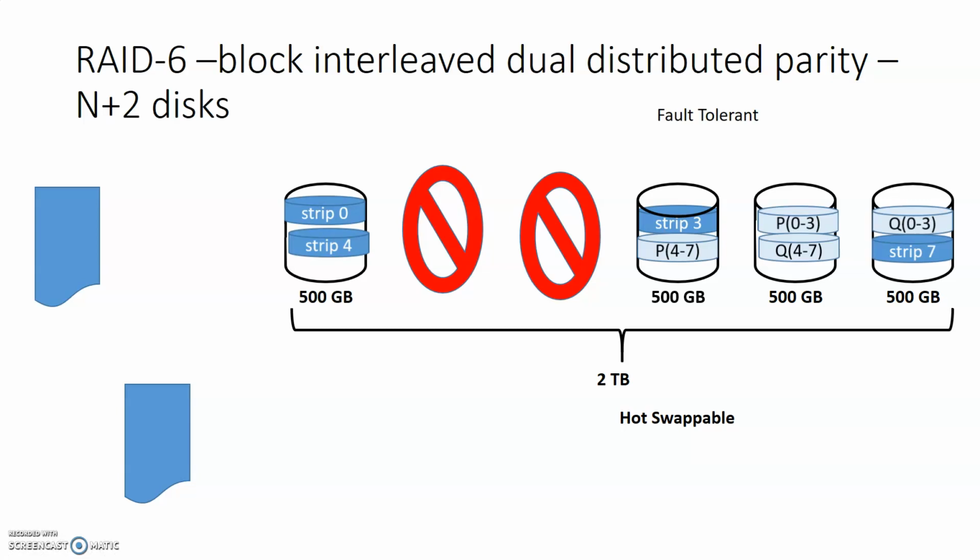So RAID 6, it's N plus 2 disks. It's a block parity. It's dual because we have two parity blocks, and it's distributed so that we're not beating the same drive over and over again.